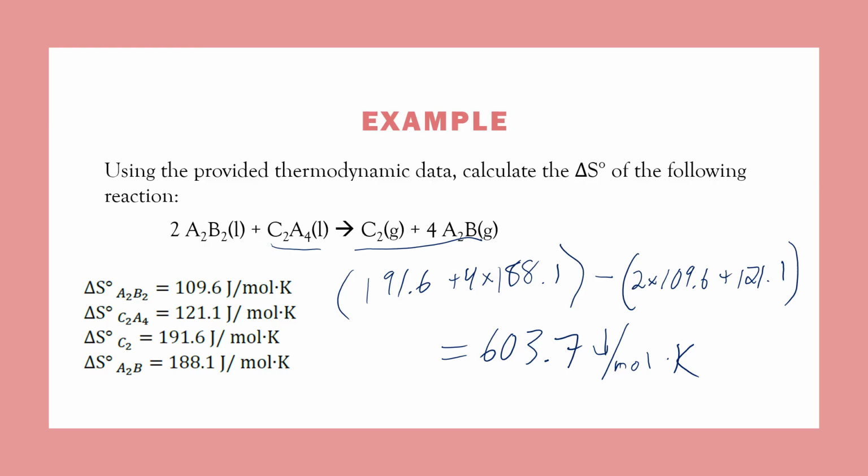And if we look at that, that's a positive value for delta S. So it's getting more disordered. We're going from 3 particles of reactants to 5 particles of products, so that makes sense, that it has more disorder. You're also going from liquids to gases, so that will affect it as well.